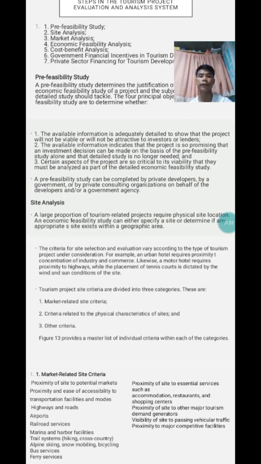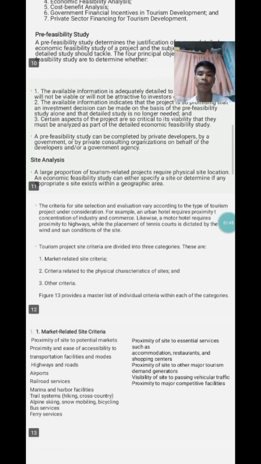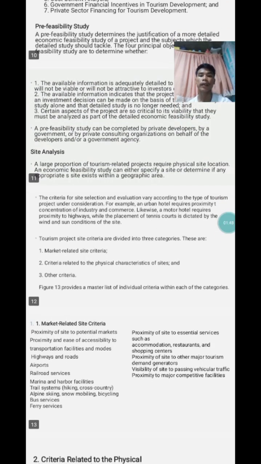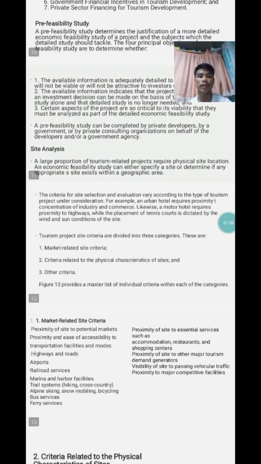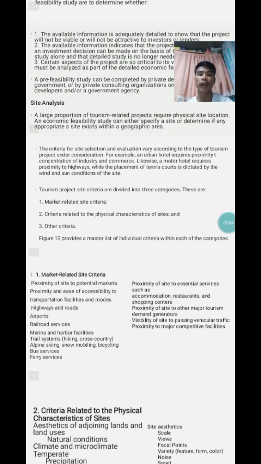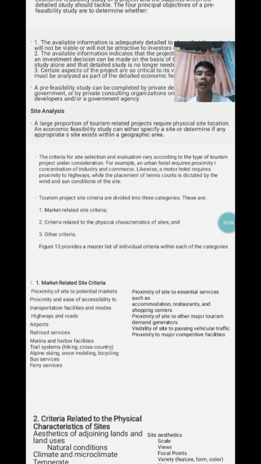A pre-feasibility study can be completed by private developers, by a government, or by a consulting organization on behalf of the developers and or a government agency. Site analysis. A large proportion of tourism-related projects require a physical site location. An economic feasibility study can either specify a site or determine if any appropriate site exists within a geographic area. The criteria for the selection or evaluation vary according to the type of tourism project under consideration.